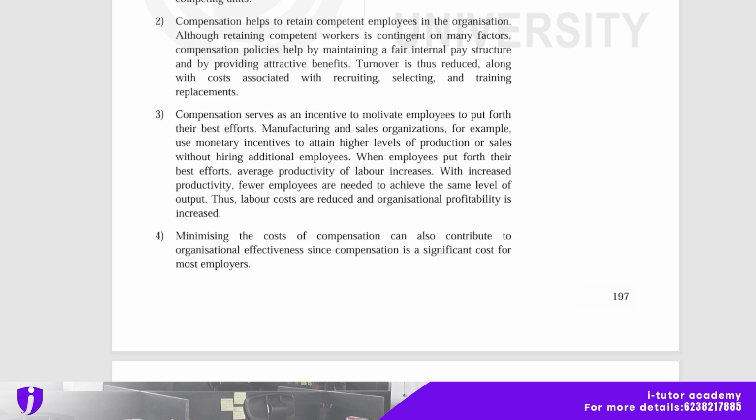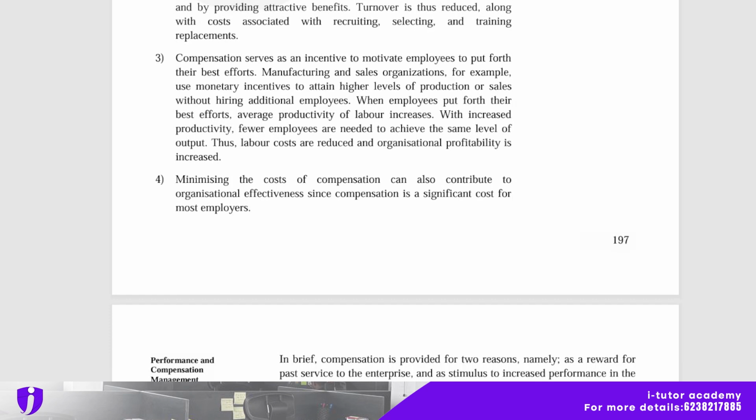Although retaining competent workers is contingent on many factors, compensation policies help by maintaining a fair internal pay structure and by providing attractive benefits. Turnover is thus reduced along with the costs associated with recruiting, selecting and training replacements. And third, compensation serves as an incentive to motivate employees to put forth their best effort.